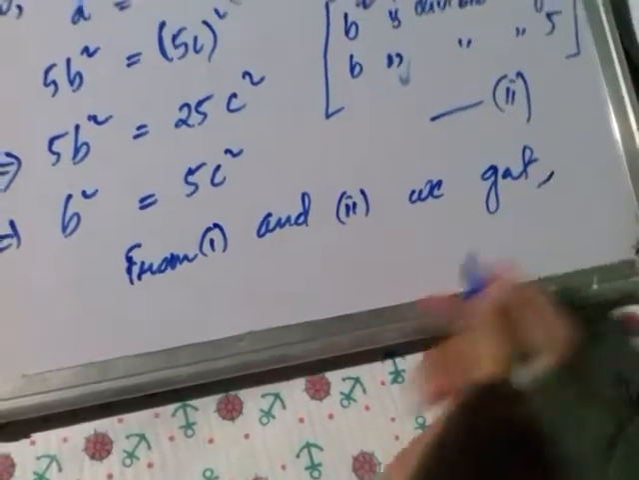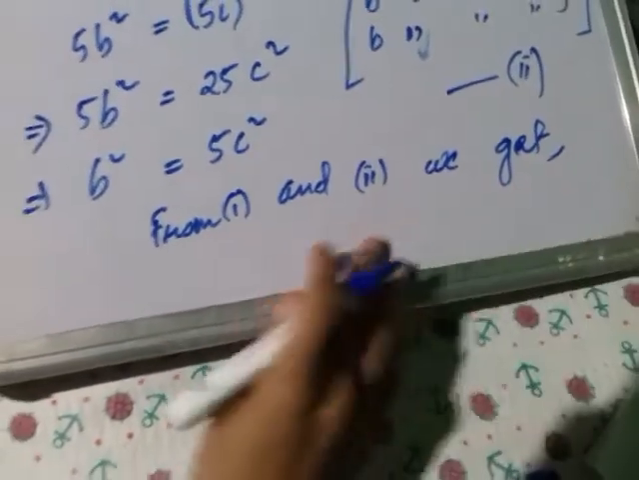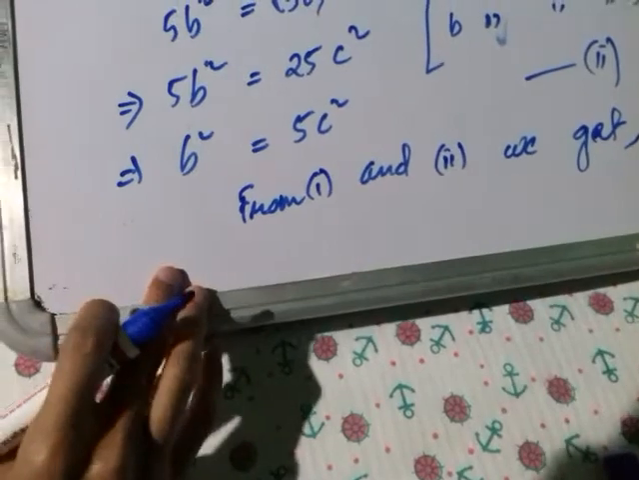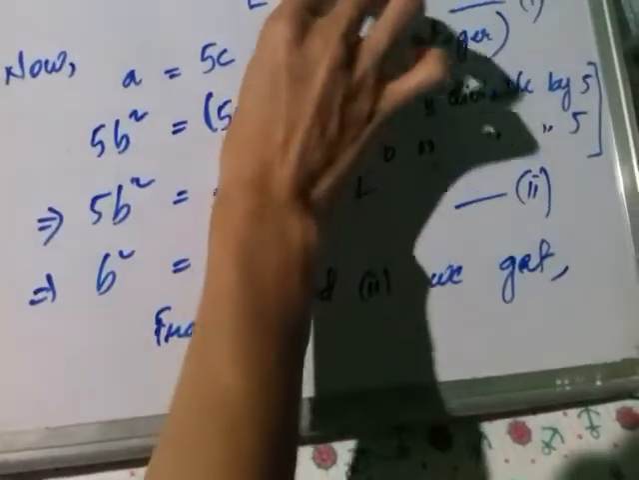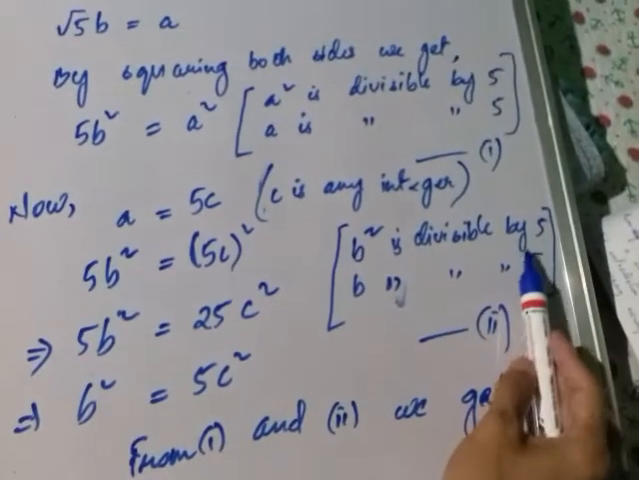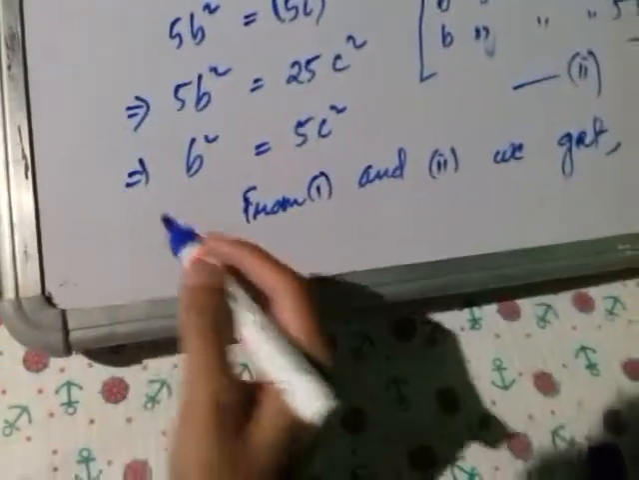Okay, so from 1 and 2, what do we get here? A and B have a common factor 5. So you see from equation number 1 and equation number 2, they have a common factor 5, yes or no? So you will write here.